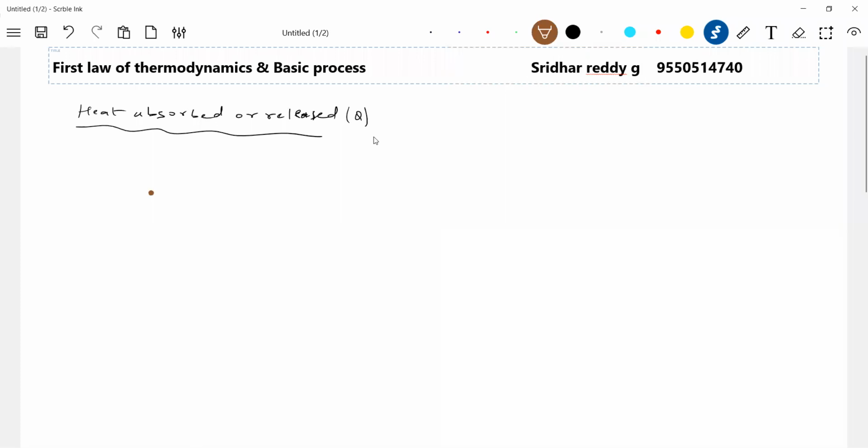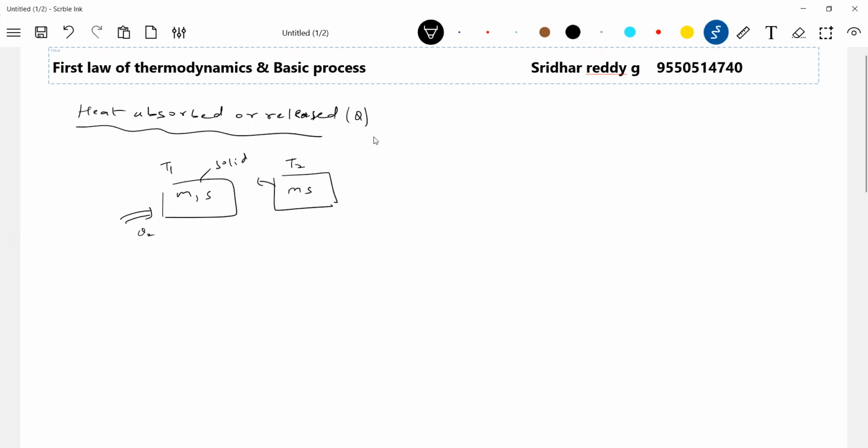From calorimetry, we had some basic picture. Take a body like this of mass m and specific heat s, having initial temperature T1. I'll supply heat, so the temperature of the body increases to T2. This is a solid. So Q, the heat supplied to the body or heat absorbed by the body, should be equal to m s into T2 minus T1. Here s is the specific heat and m is the mass of the body.